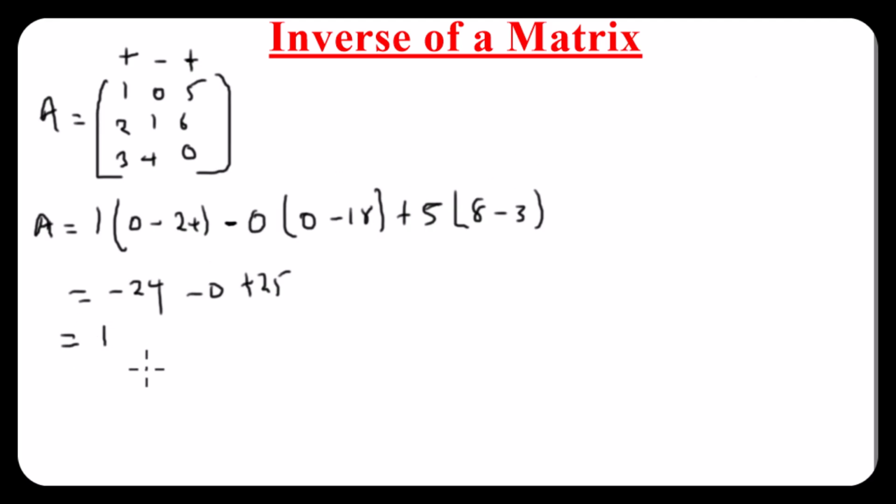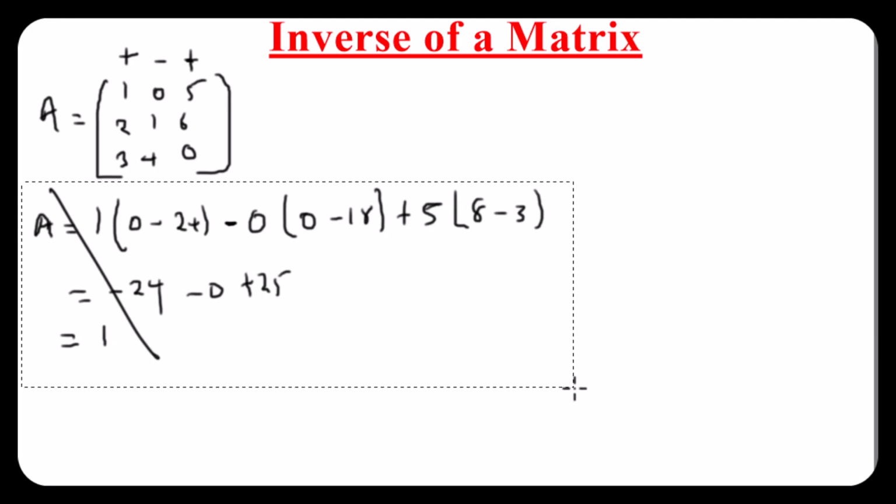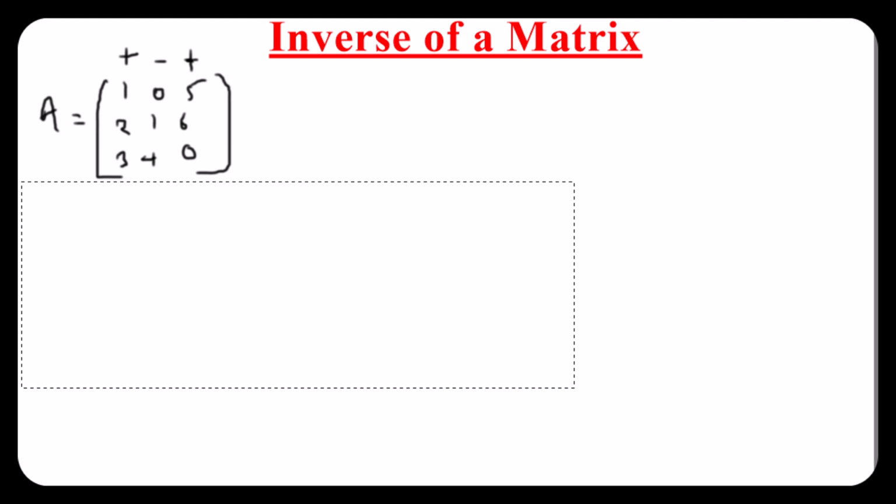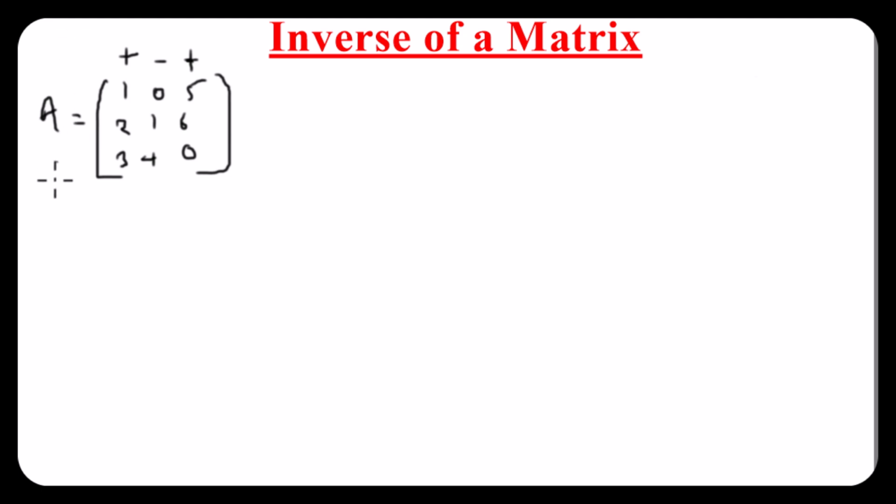So I'm going to clear this place up so we can have space to write other things that we need. Remember, we need the determinant. We also need the adjoint of this matrix so we can compute it into the formula and find the inverse. So the determinant of A is equal to 1. Now let's find the adjoint of A. Before we can find the adjoint, I need to find the cofactors first.